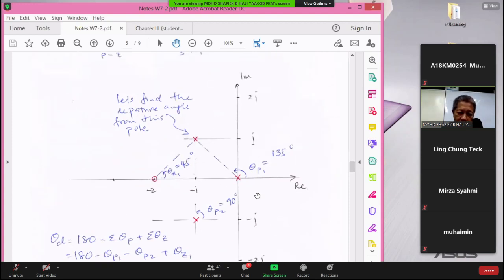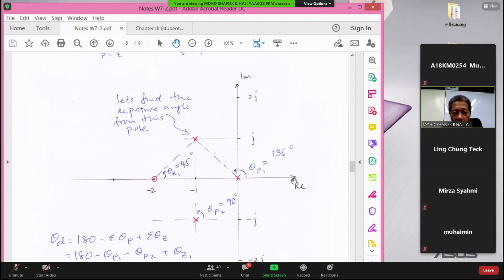Since we have 3 poles, we are going to have 3 loci. One of them will end up at the zero at -2, and the other two will approach our asymptote line.